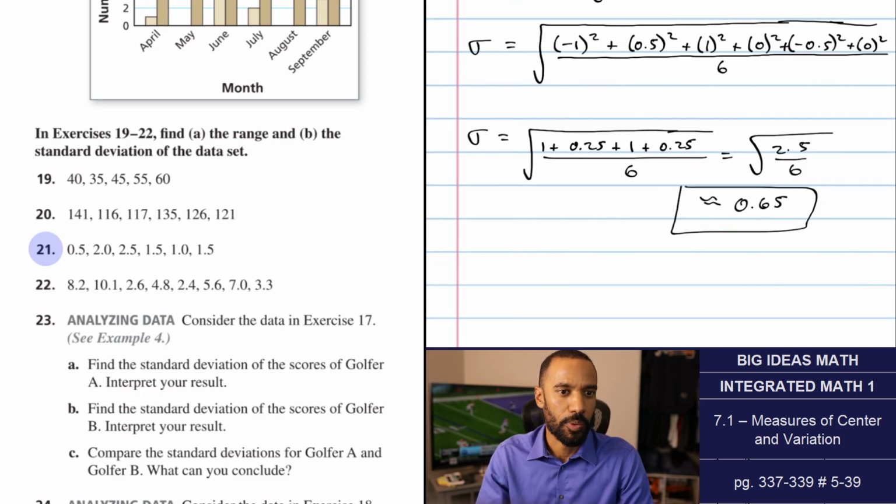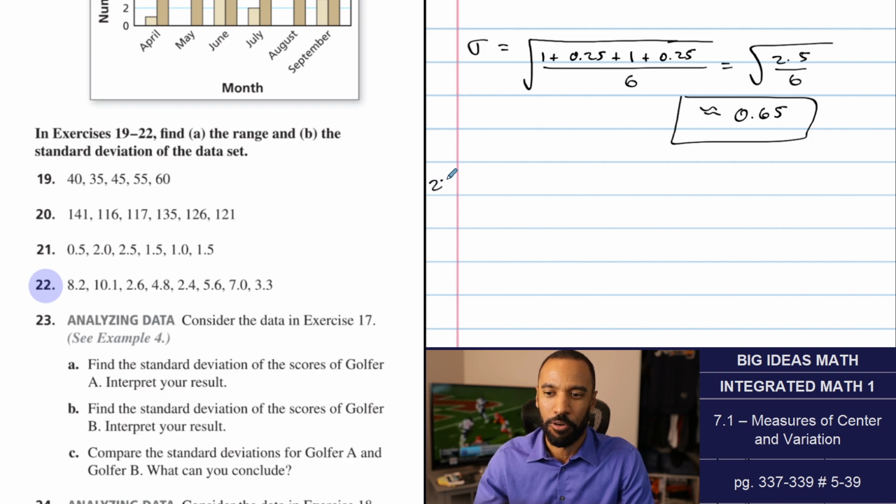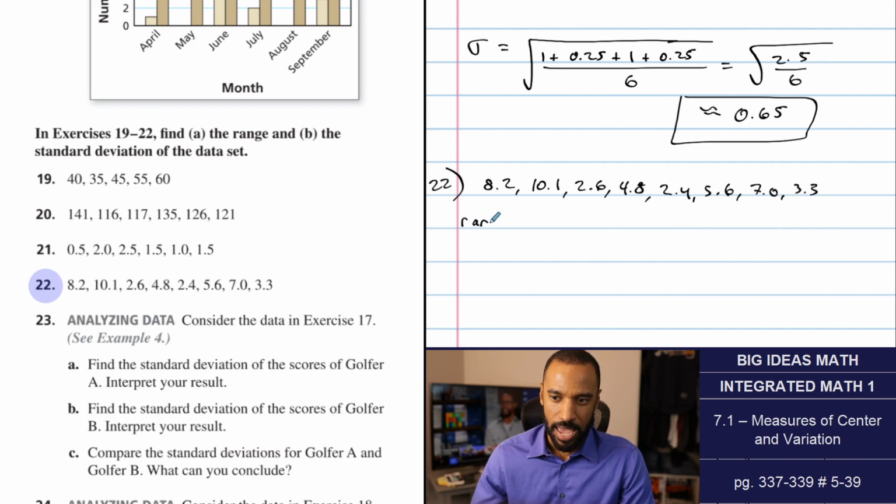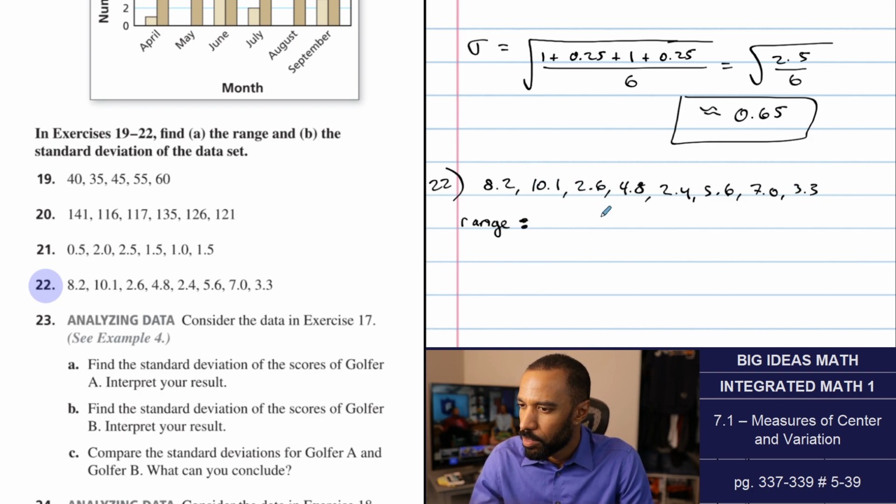Okay. Number 22. 8.2, 10.1. This time I think I want to go fully in the calculator on the standard deviation portion. It's going to take a lot to type, but once we have it, we're done. We do have to get the mean first, though. 2.6, 4.8, 2.4, 5.6. Okay, that range, though. 10.1 is the biggest. 2.4 is the smallest. The range is going to be 7.7.